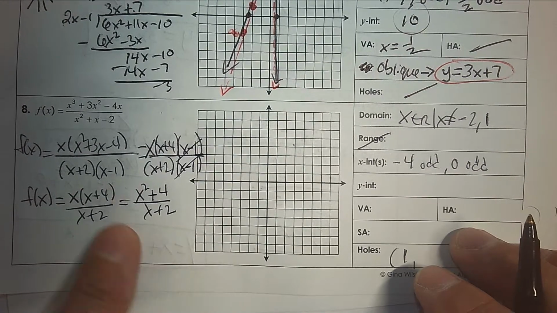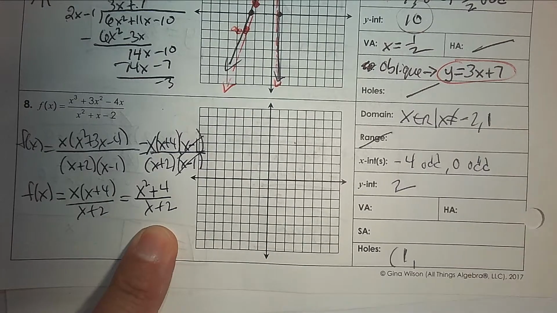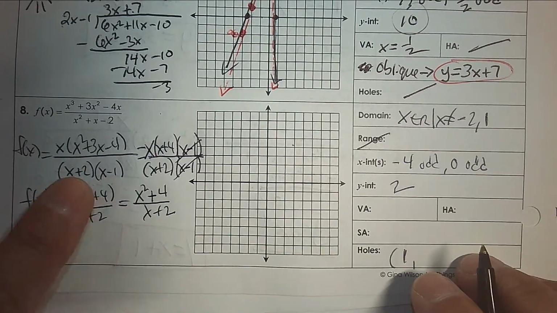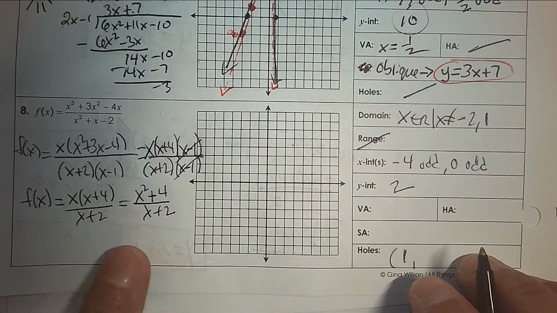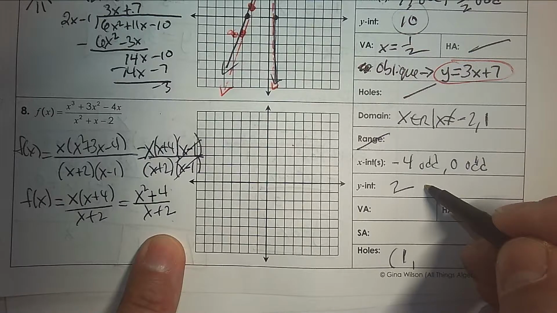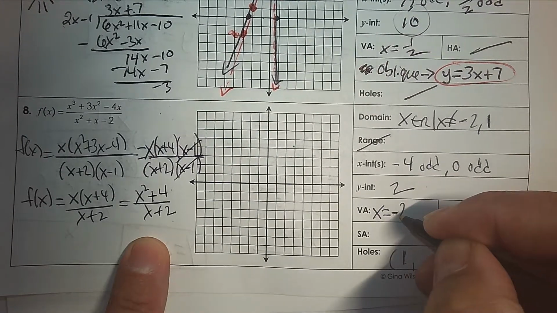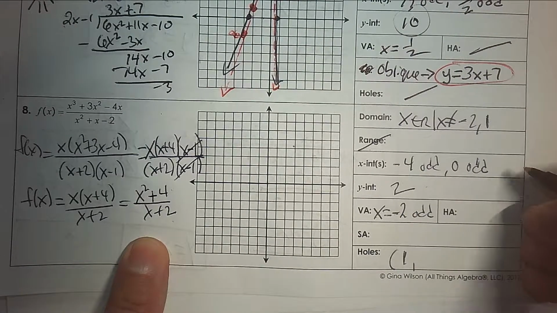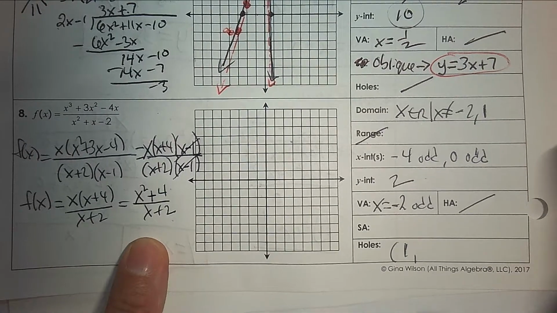For the Y-intercept, go to the other one. If you put in 0 for x, you get 4 divided by 2, which is? No, put in 0 for x. So with 0 and 0, I'm left with 4 divided by 2, which is 2. What's the vertical asymptote? -2. And it's odd. Why is there no horizontal asymptote? Because the power on top is more powerful.